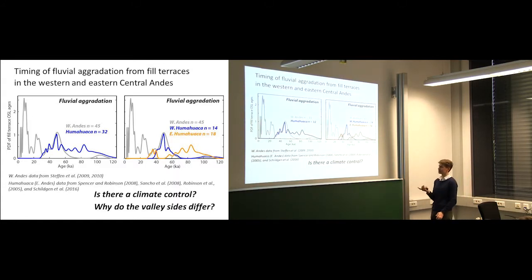First of all, is there actually a climate control on this timing of aggradation, the formation of those terraces? If there is a climate control, then why do the two sides of the valley differ? We're getting one response from one side of the valley and the opposite response from the other side. So how is that possible?